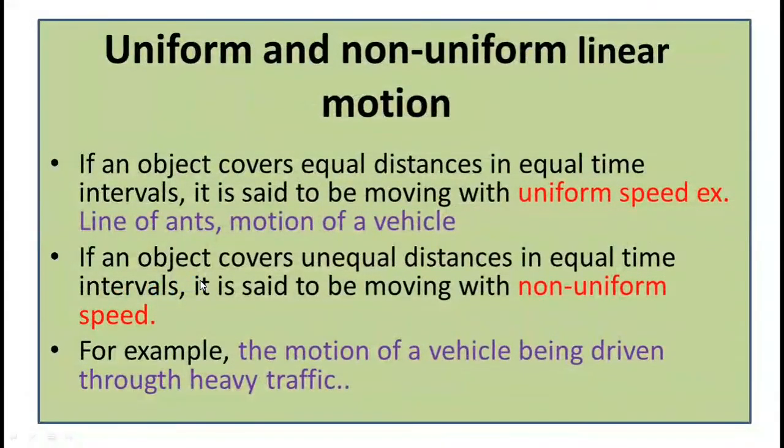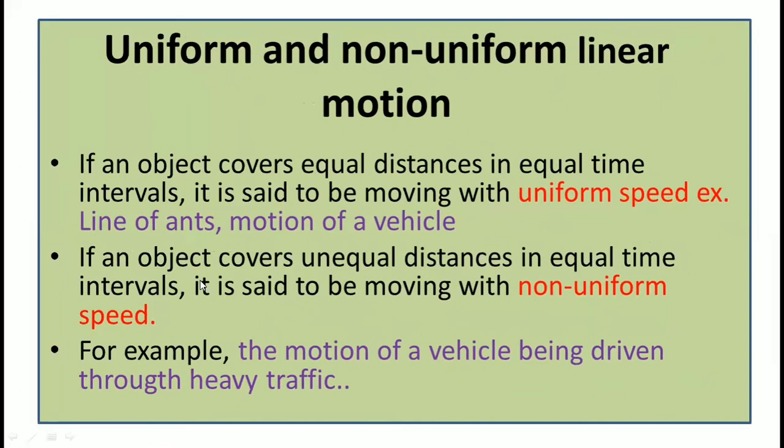Now we learn about uniform and non-uniform linear motion. There are different types of motion, and you have to give the particular name for each motion. If an object covers equal distances in equal time intervals, it is called uniform speed motion. For example, the motion of vehicles moving in a straight line, or a line of ants covering equal distances.